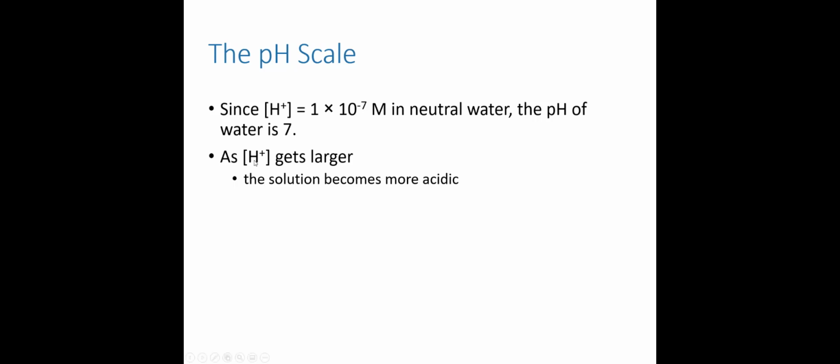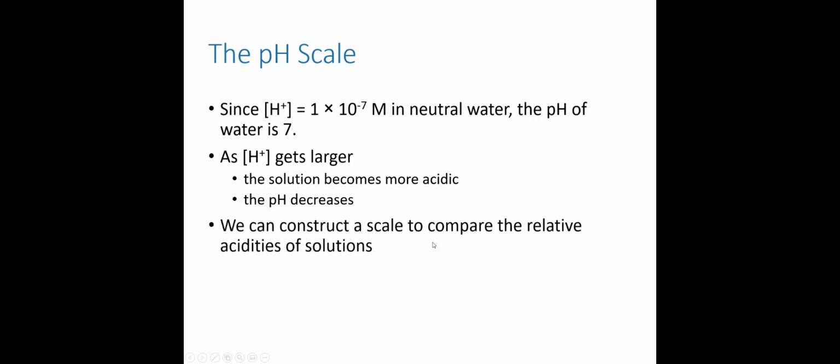If it was hydroxide, as this got larger, we would say that the solution would be getting more basic. Very important, as the proton concentration gets larger, the pH decreases. And in particular, as the proton concentration gets 10 times larger, the pH decreases by 1. So what that means is pH 5 is 10 times less acidic than pH 4, which is 10 times less acidic than pH 3.